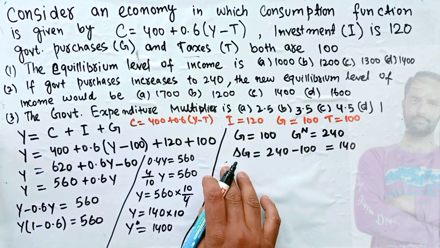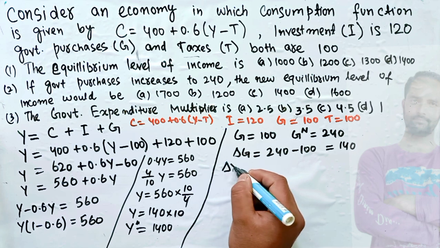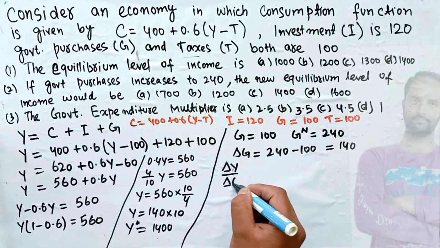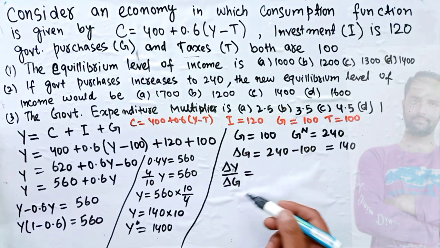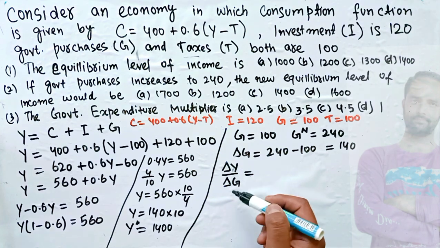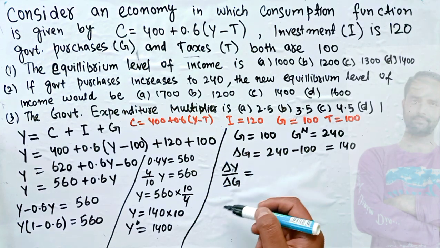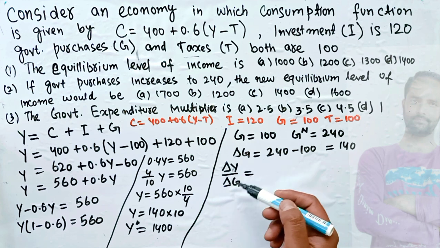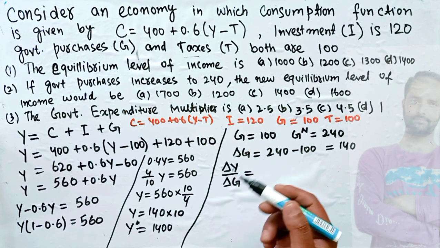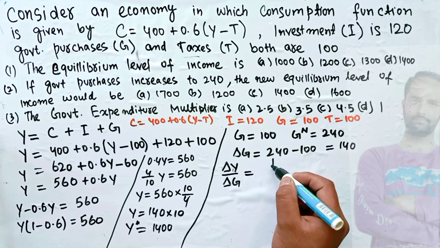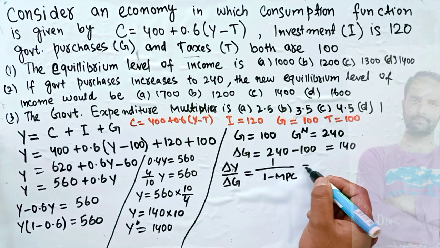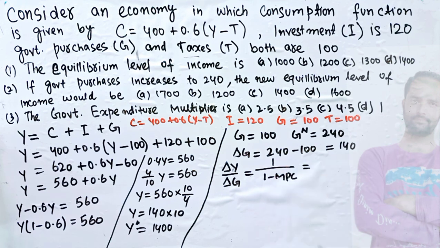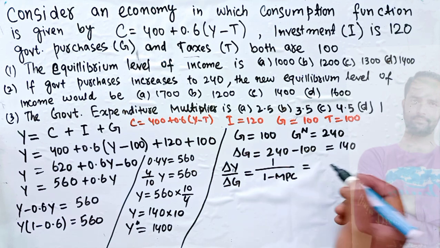So taking the derivative, this is simply change in income with respect to change in government expenditure. First we calculate the government expenditure multiplier. The government expenditure multiplier is how much our income will increase if there is a change in the government expenditure, and it is given as 1 upon 1 minus MPC. I have derived it a number of times, so I will not show how we get it. It is very simple. So what will be the government expenditure multiplier then?